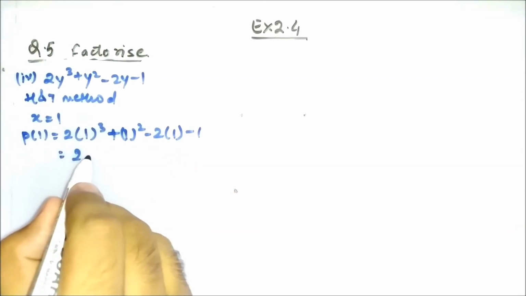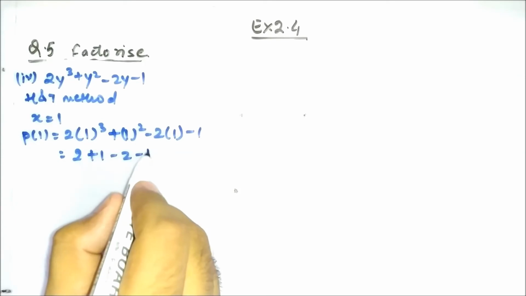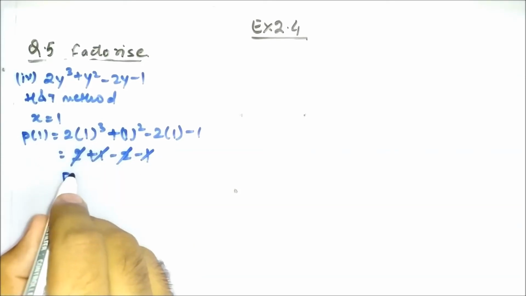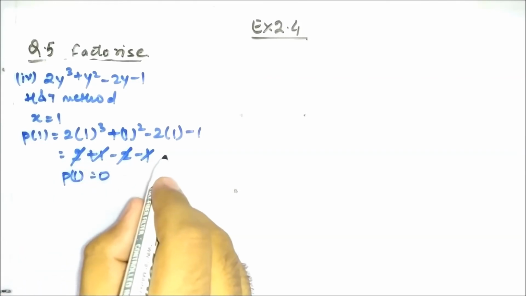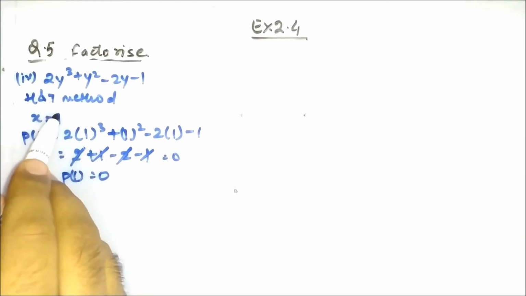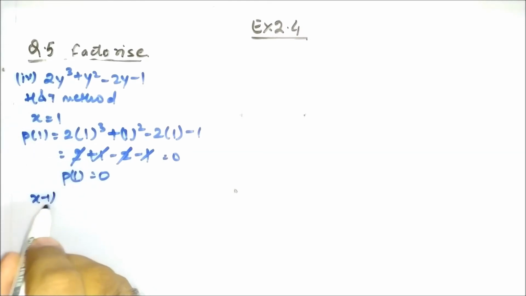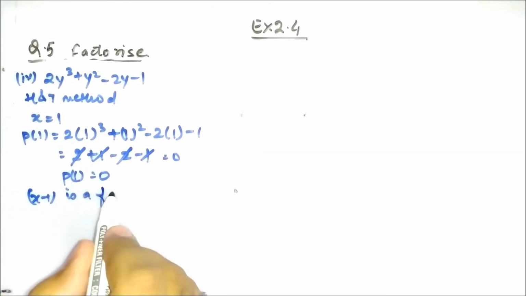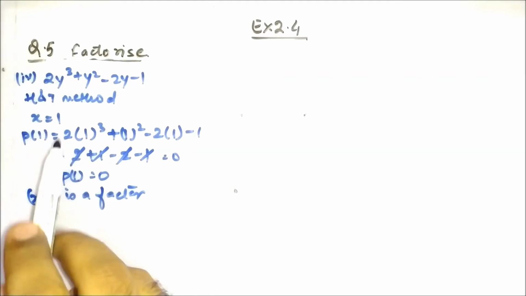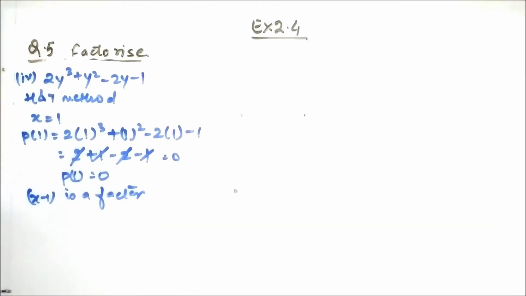So this will be 2 plus 1 minus 2 minus 1. This will get cancelled and this will get cancelled. So we will get p of 1 as 0. Since p of 1 is 0, we can say when you shift 1 this side, x minus 1 is a factor. Since x minus 1 is a factor, we will divide the cubic polynomial by x minus 1.